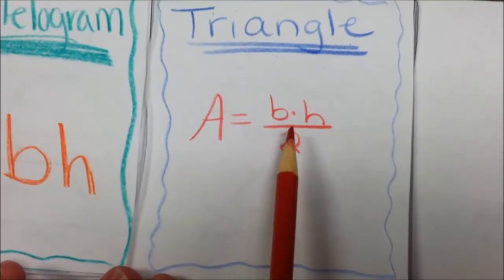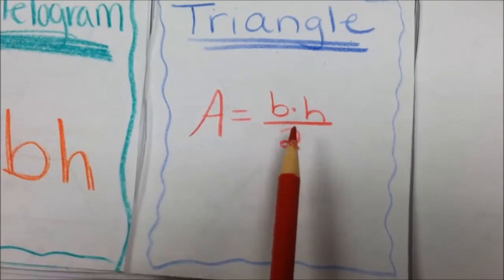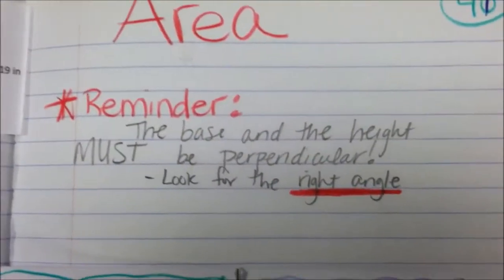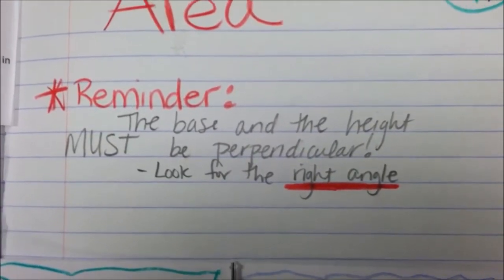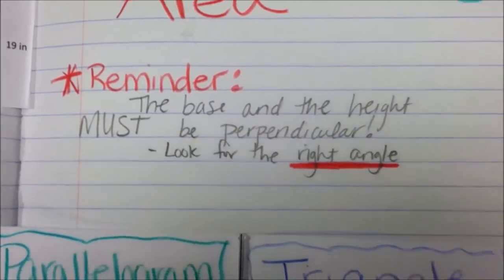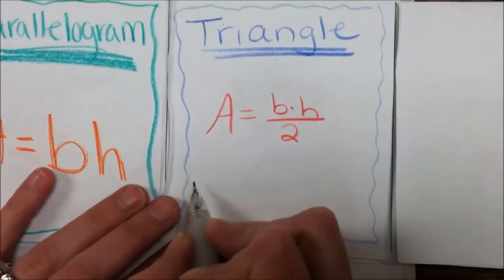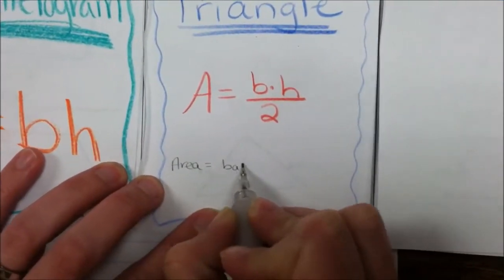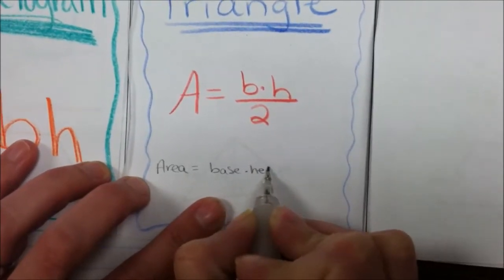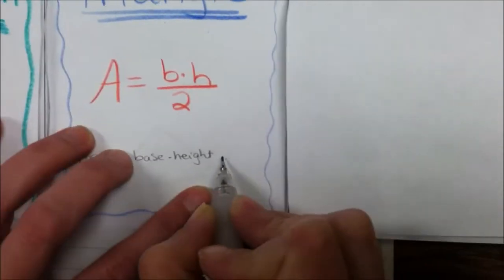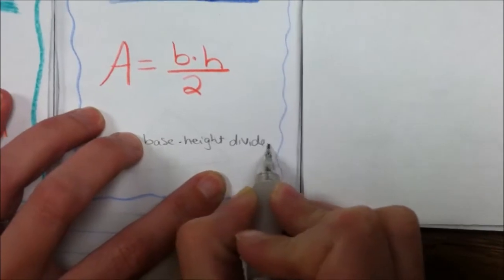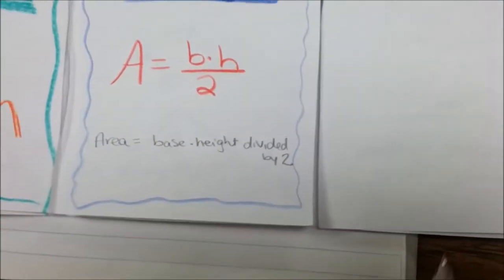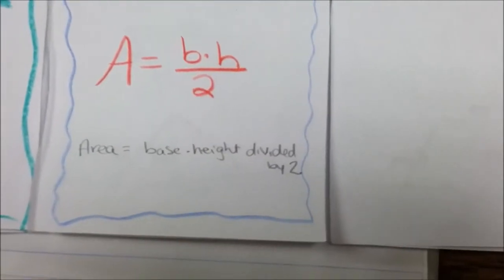One thing you might want to make sure that you remember is the base and the height, again, have to make a 90-degree angle, and that is your reminder at the top of the page. Some of you might want to write this out in words, so you can write area equals base times height, and then write divided by 2, if that helps you remember that that's what that formula means.